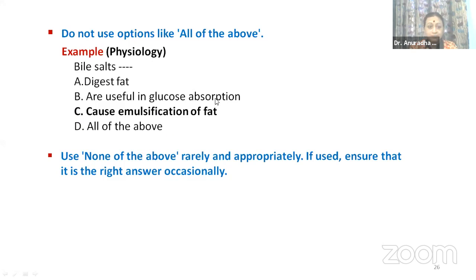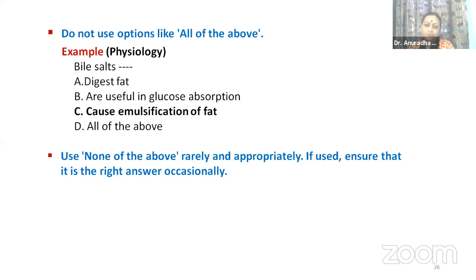Here, the question is very defective from many points of view, but this is an example. All of the above doesn't even fit in over here, if you will notice. Grammatically, it doesn't read. Use none of the above rarely and appropriately. If used, ensure that it is the right answer occasionally.